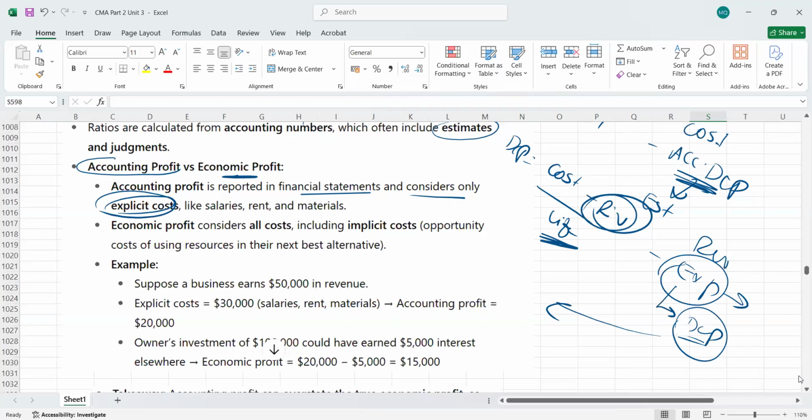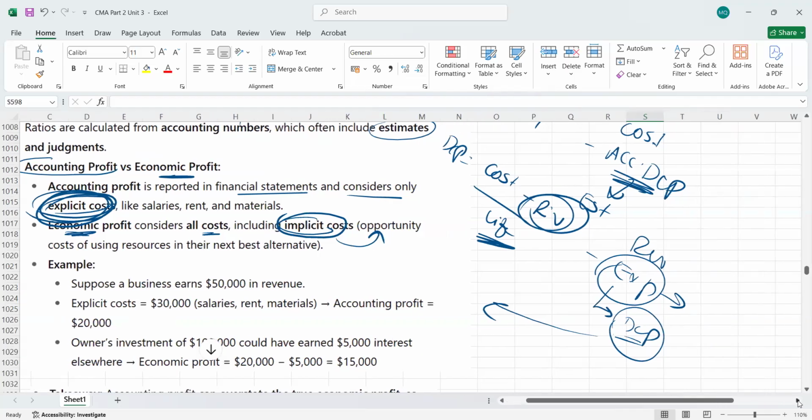So it means explicit cost requires cash outflow. Okay, so that's the accounting profit. But what is the economic profit? Economic profit considers all cost, including implicit. They will have explicits also. All accounting cost plus implicit cost. Implicit cost means opportunity cost. Okay, opportunity cost we don't write in accounting, but we write under management accounting, decision making, but we don't write under financial accounting. Okay, so that is your implicit cost.